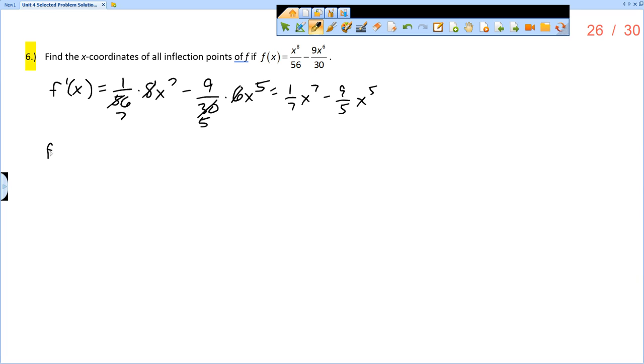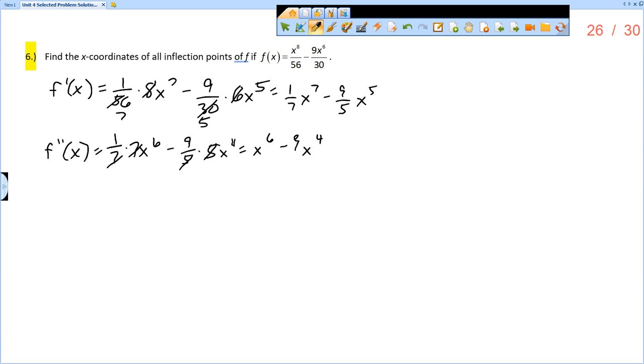Now f double prime of x. I've got 1/7 times the derivative of x to the 7th, 7x to the 6th, minus 9/5 times 5x to the 4th. Of course the 5's reduce, the 7's reduce, so I'm just left with x to the 6th minus 9x to the 4th.